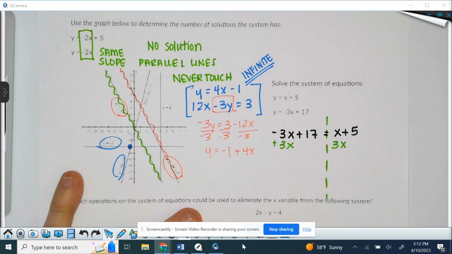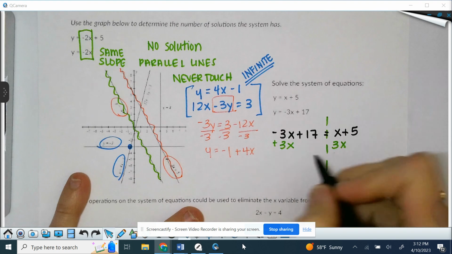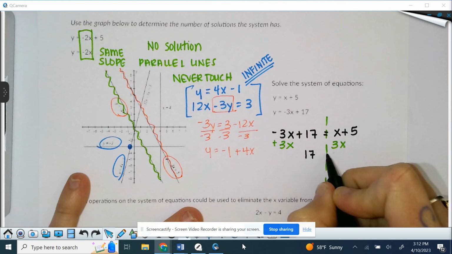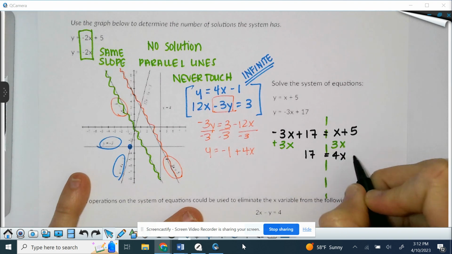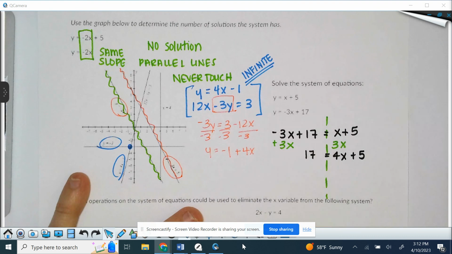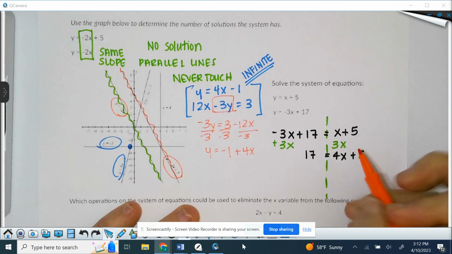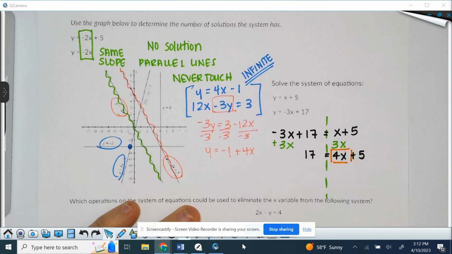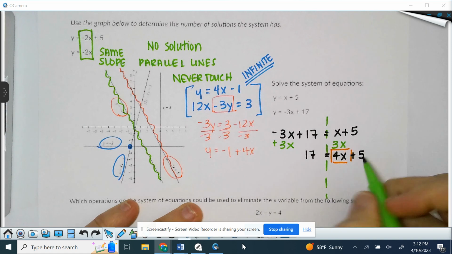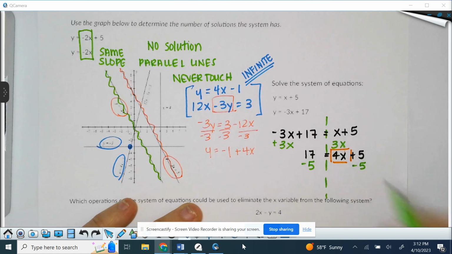Now, if you decided to move the x over, no big deal which side. Just make sure you're paying attention to your positive and negative. So positive 17, now positive 4x, and then 5. Again, we're trying to get 4x by itself. We need that x by itself. So I'm going to subtract 5 from both sides because that's the opposite of that positive 5.